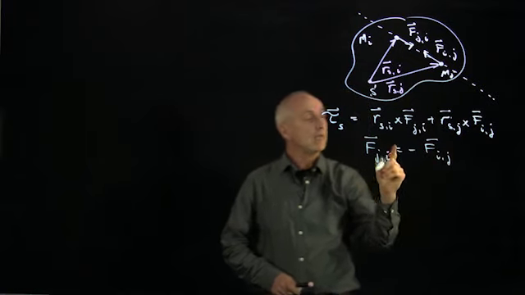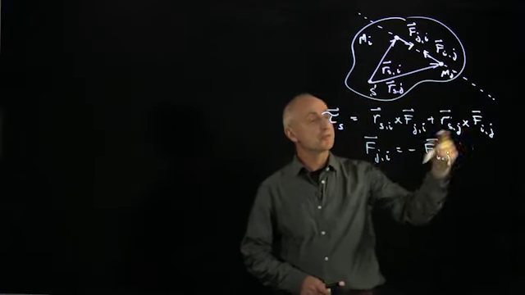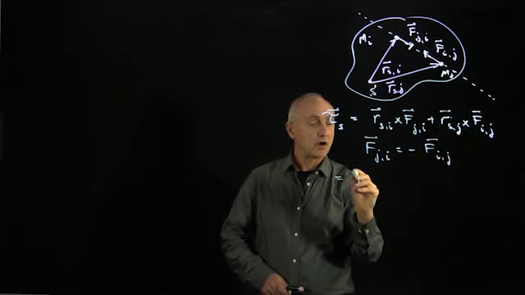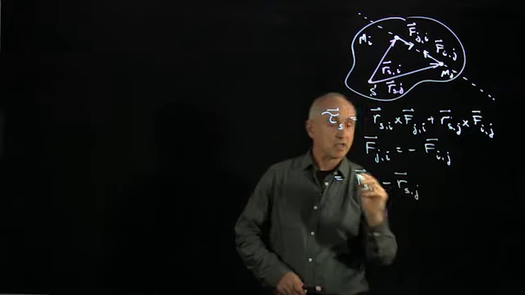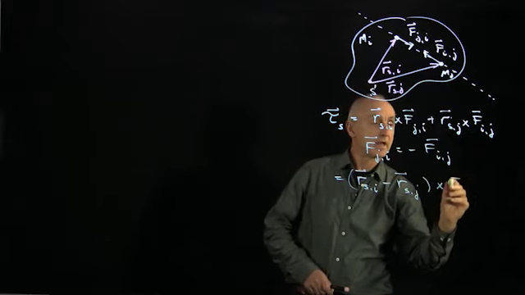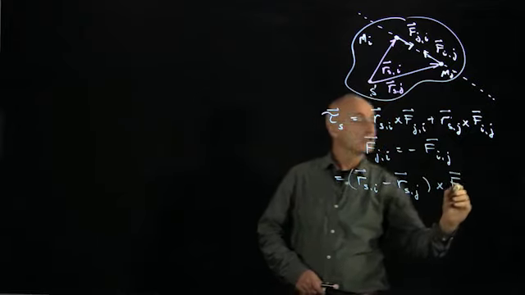And so if we substitute, let's put the minus sign over here. We get r_si minus r_sj cross f_ji.